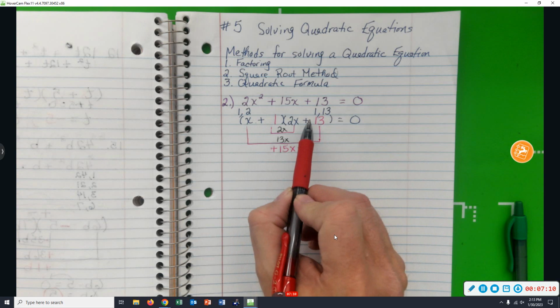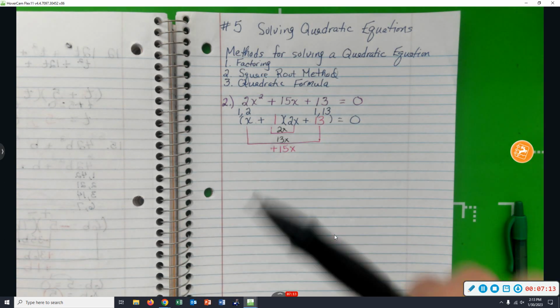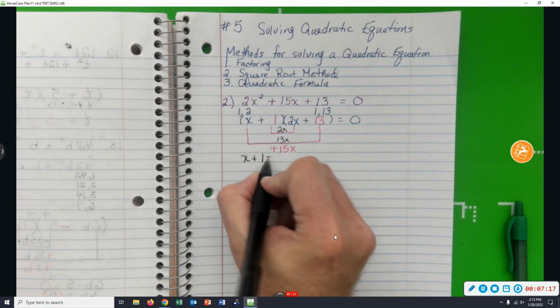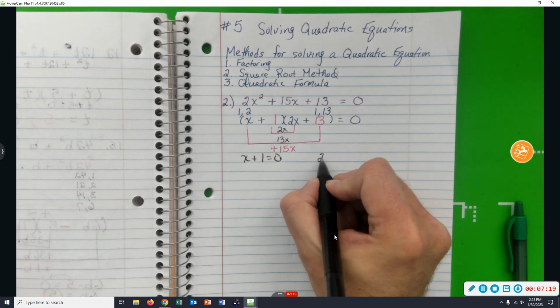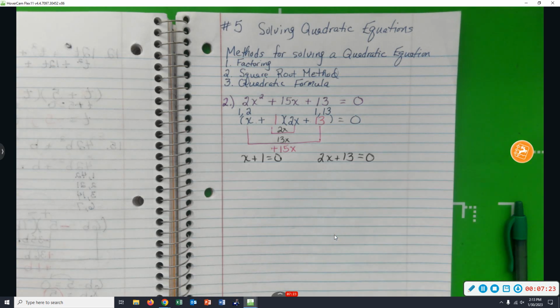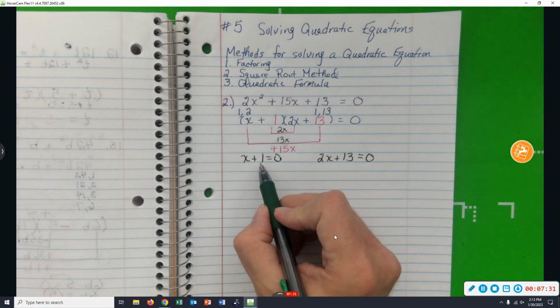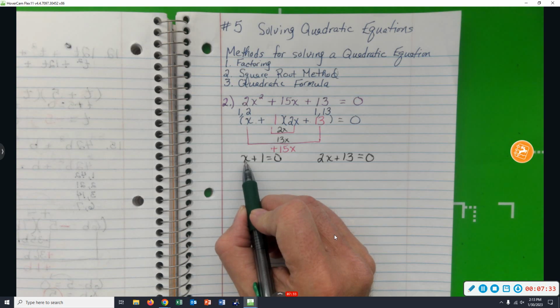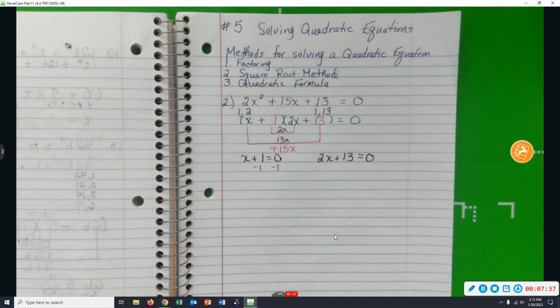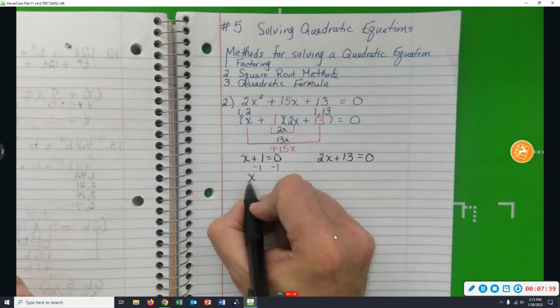So set each one of these factors equal to 0. So set the x plus 1 equal to 0. And the 2x plus 13, set that equal to 0. And then isolate the x. How would I go about isolating the x? Let's see, on this one here, what would I need to do to get the x by itself? Yeah, subtract 1 from both sides. And we would have x equals negative 1.